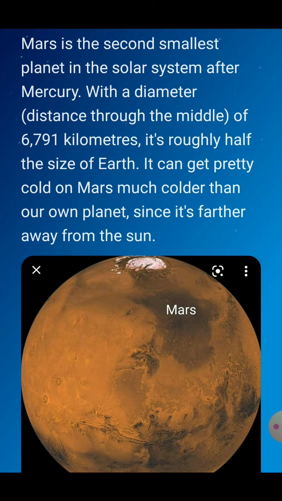It can get pretty cold on Mars, much colder than our own planet, since it's farther away from the sun. It means when we compare Earth to Mars, Mars is colder than Earth because it is farther away from the sun.